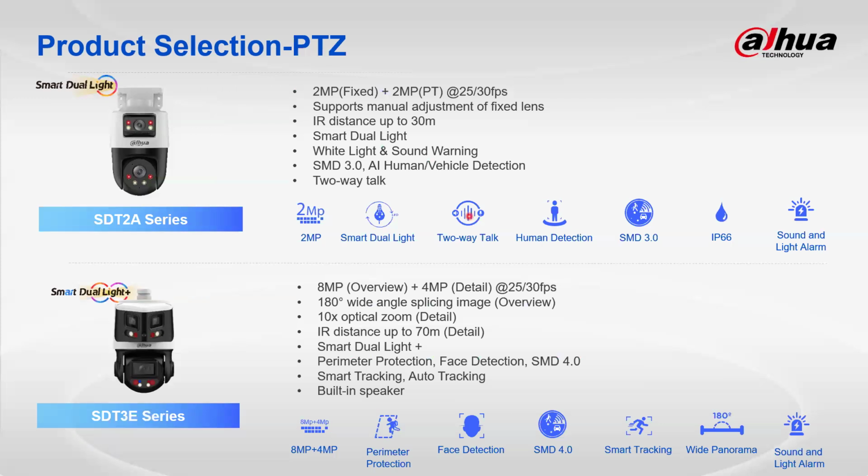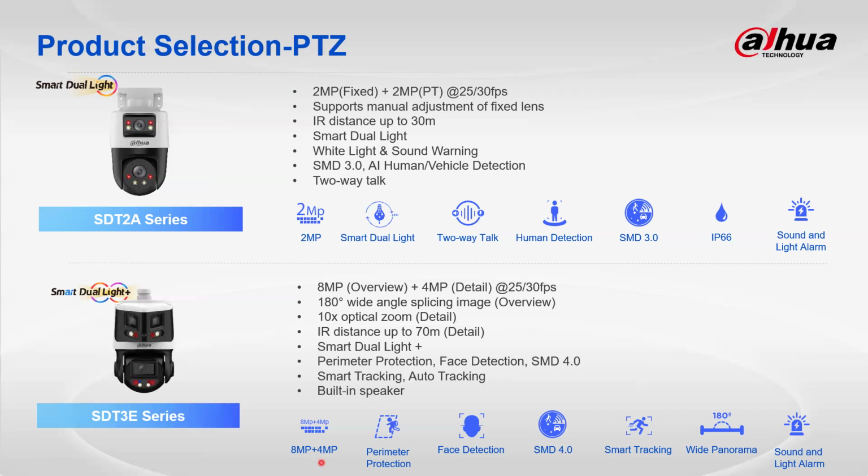For the SDT3 series, you'll find this is slightly different because it supports up to a 180-degree angle of view, a wide panorama image, because of the dual lens. So it supports, for example, 8 megapixel, that is 4 each. Then it supports perimeter protection. So this has some other similarities.